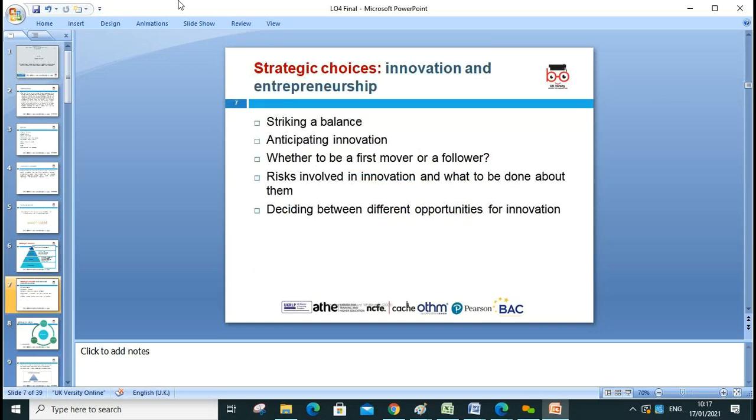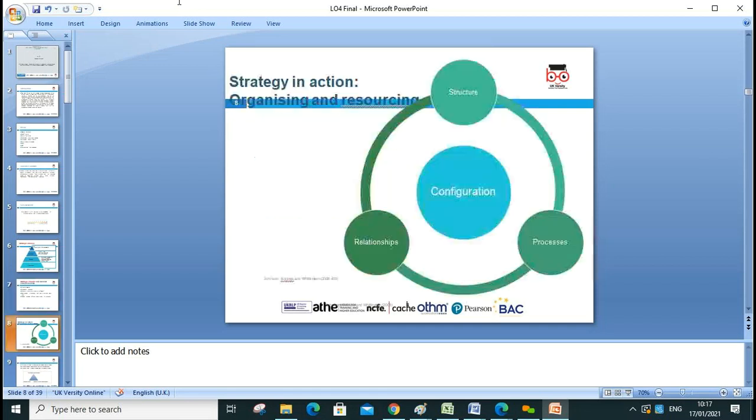When we discuss strategic choices, we look at innovation and entrepreneurial shifts, striking a balance, anticipating innovation, whether to be a first mover or a follower, the risks involved in innovation and what to do about them, and deciding between opportunities for innovation. So we always need to look around. Then the strategy in action, or implementation, according to Johnson and Scholes.